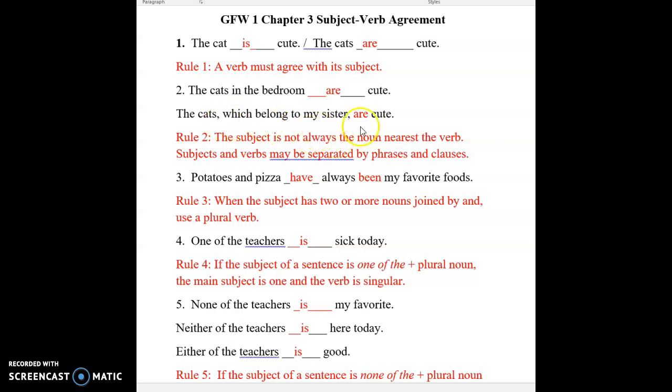The cats which belong to my sister are cute. So these two sentences illustrate the second rule, which is that the subject is not always the noun nearest to the verb. So subjects and verbs may be separated by phrases and clauses.